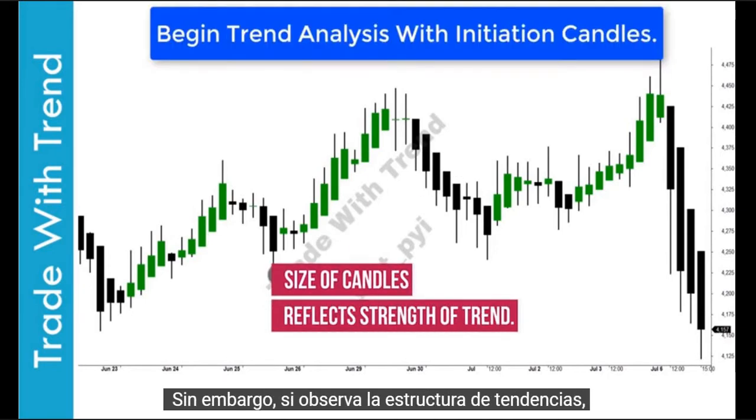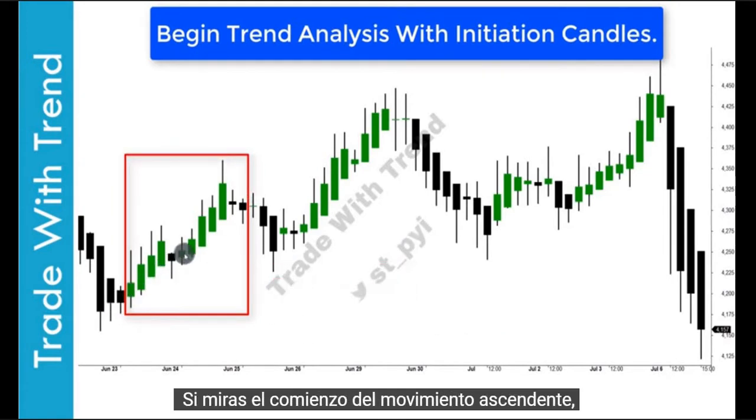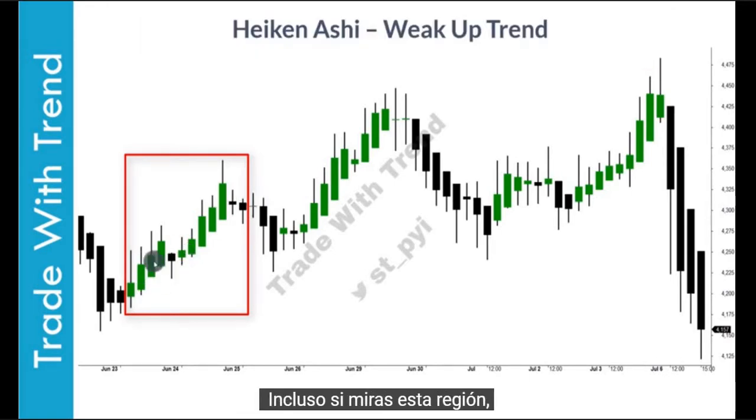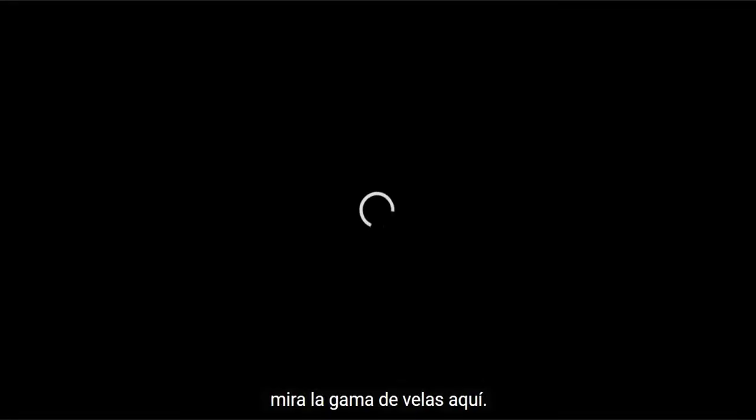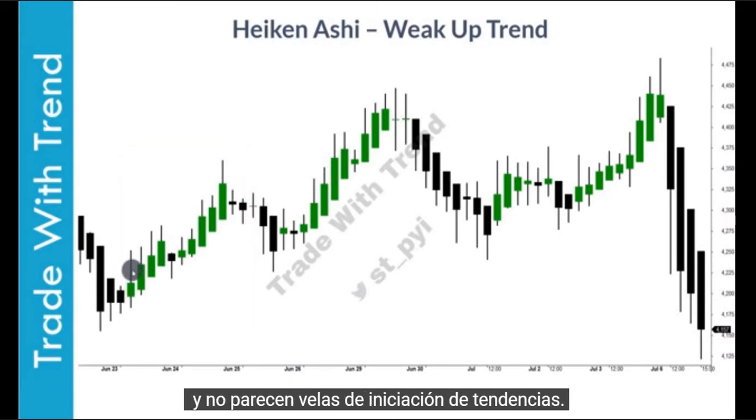If you look at the trend structure though, it is still very weak. If you look at the beginning of up move, there is no initiation Heiken Ashi candles that you can spot on the chart. Even if you look at this region, look at the range of candles here. All these candles look like trend continuation candles and do not look like trend initiation candles.